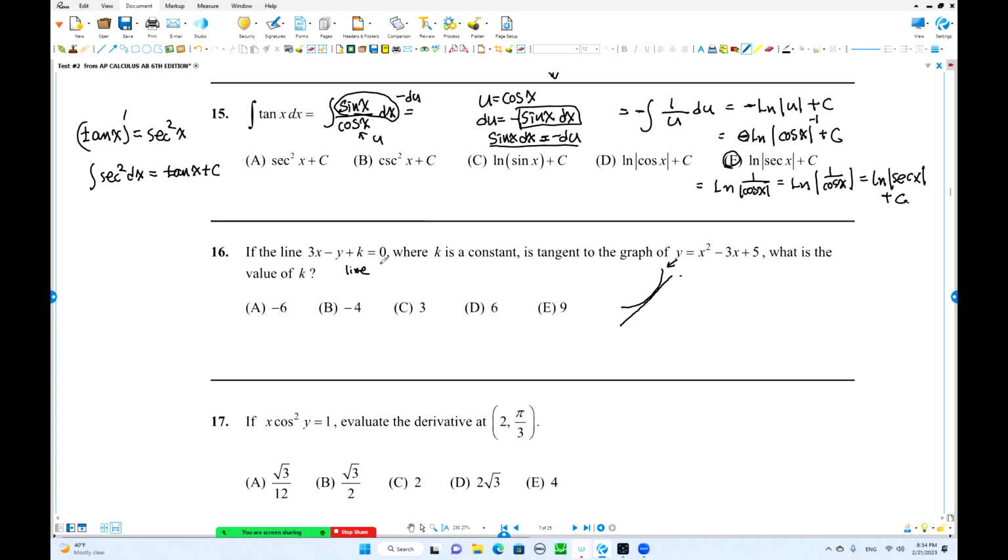I'm going to express y equals, because we need the slope. y equals 3x plus k. Are you okay with this? Move to the right, y is positive, still y equals 3x plus k. From here, the slope of this line is 3, right? So to find the value of k, we're going to find the value of k.